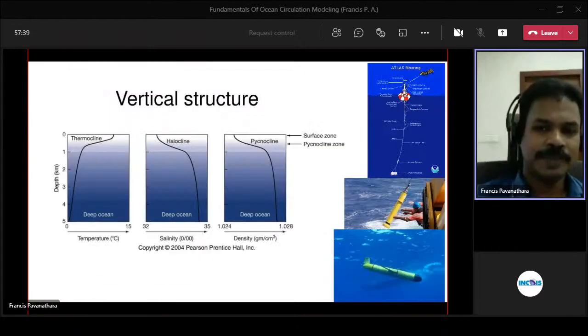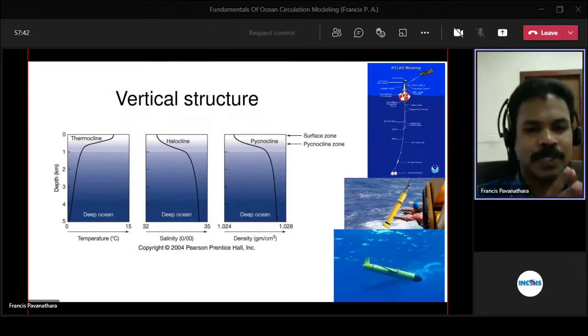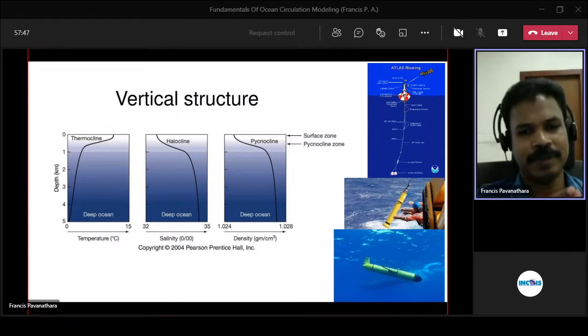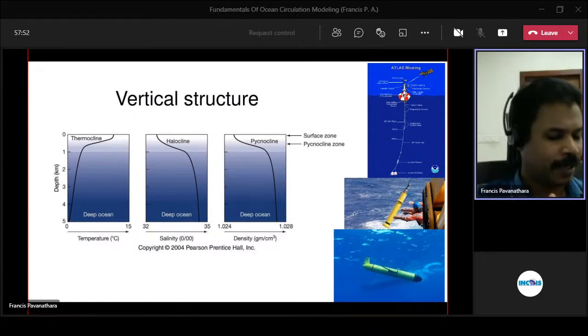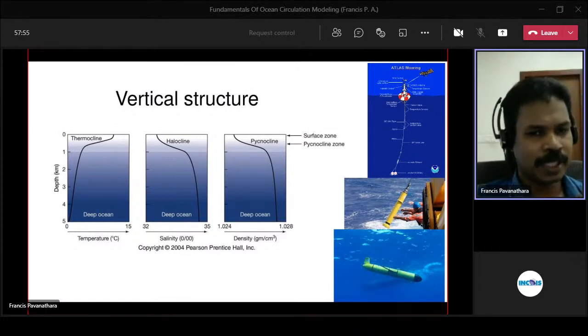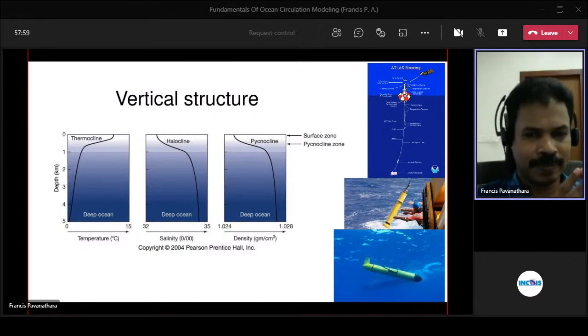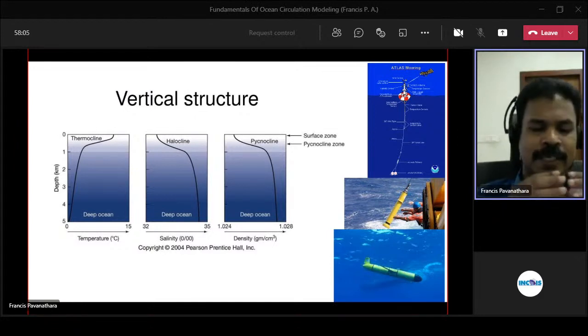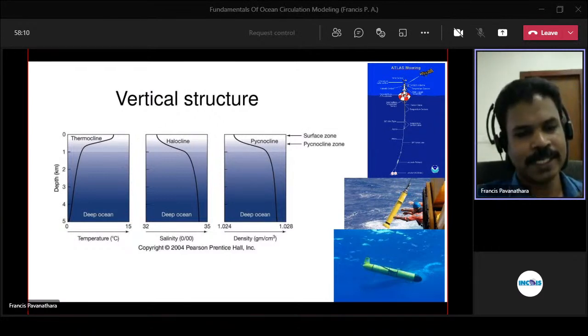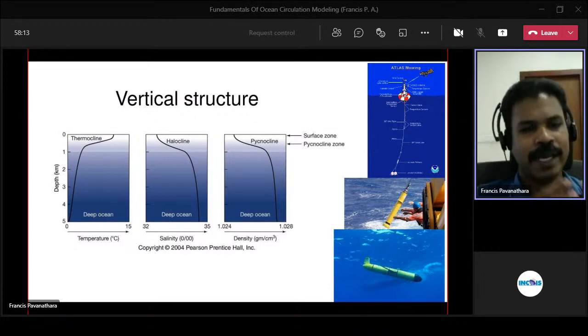Now, a little more details on the vertical distribution, because this is where we have to do a lot of add-ons to the model. From the beginning, what we were talking about was mostly the equations governing the motion, and then we have come across certain processes, or the forcing terms, that keep the ocean in movement and the energy balance to some extent.